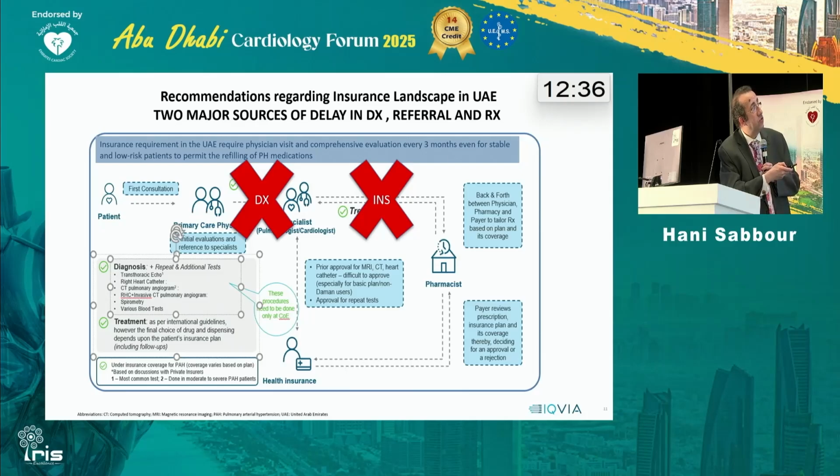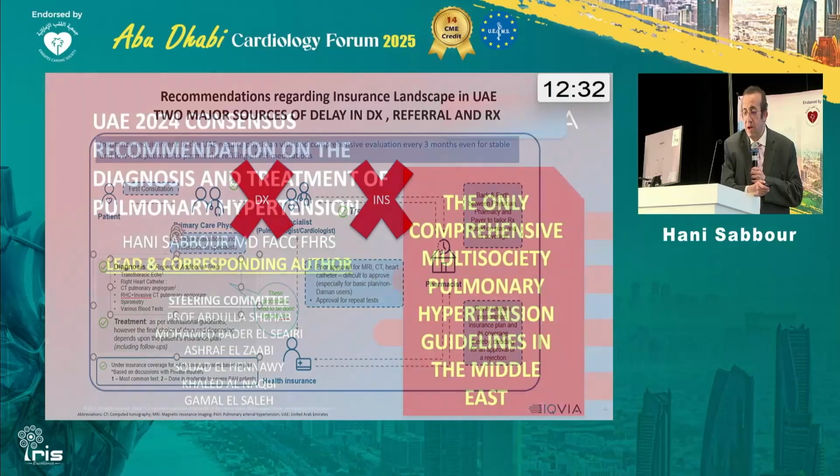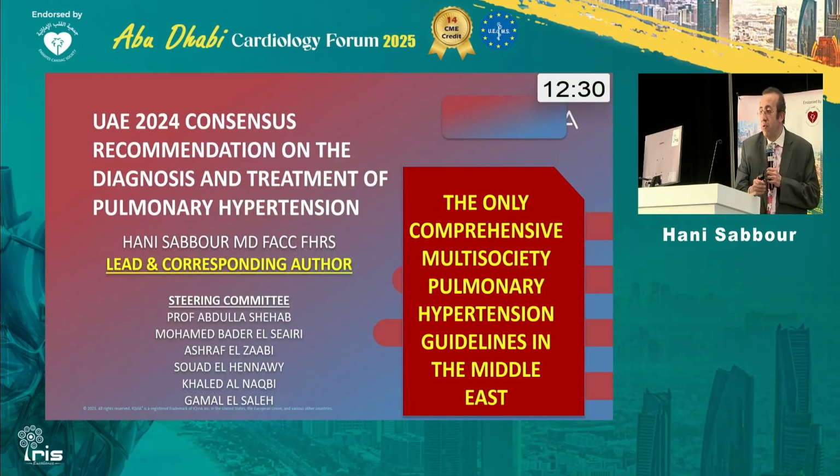Insurance was not only rejecting tests, but also rejecting right heart caths and rejecting medications. So we decided the only way forward is to write a guideline that belongs to the UAE, and therefore this will be adopted by the entire network, whether it's physicians, regulators, or insurance. This is the only way forward: consensus from guidelines.